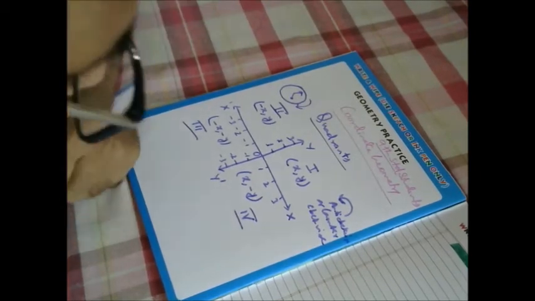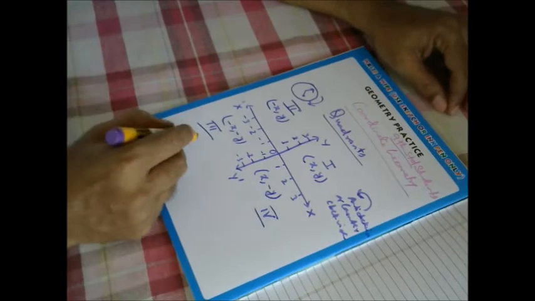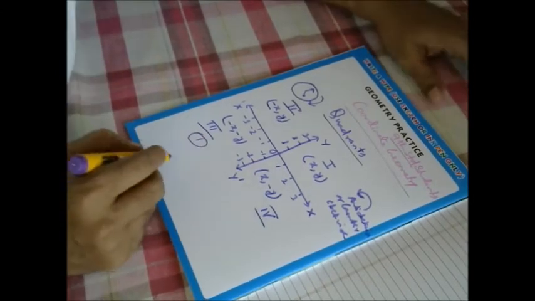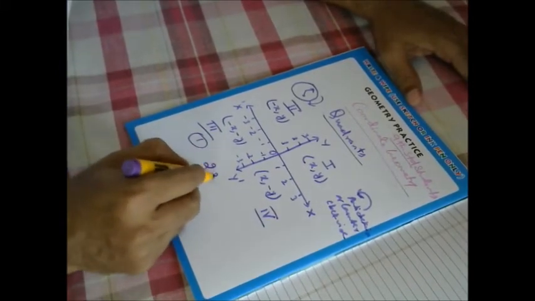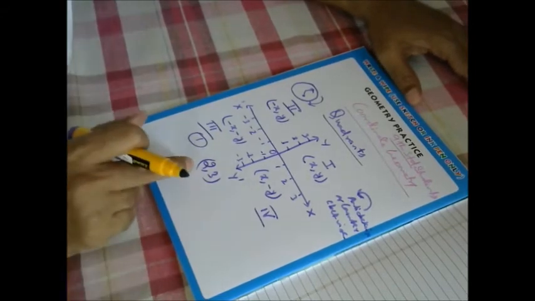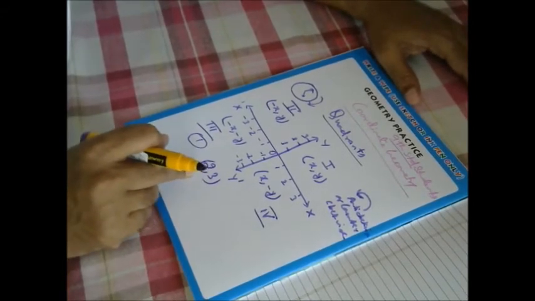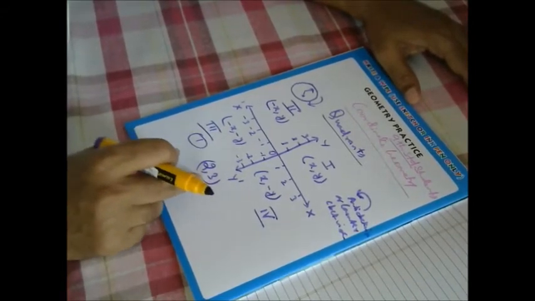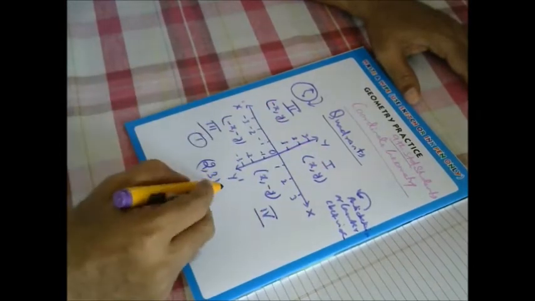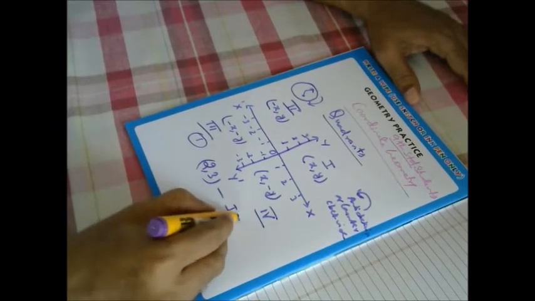Correct? For example, first, if we are given 2 and 3, here 2, which is the x coordinate, is positive, and 3, which is the y coordinate, is also positive. So both are positive, and it will be lying in the first quadrant.